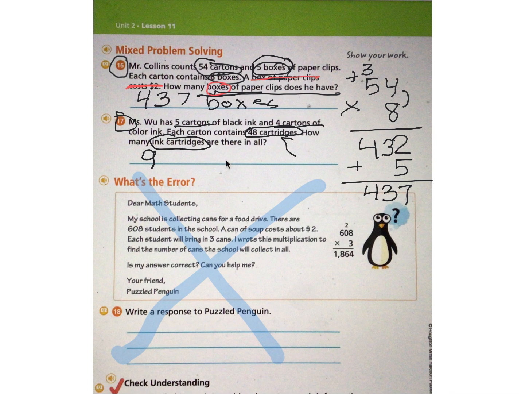Okay, there's 48 cartridges in each carton. So I am going to multiply 9 times 48 to get my answer. So I'm going to multiply 48 times 9, and I'm going to use the shortcut method. So 9 times 8 is 72. I'm going to add the 7 up here. So we have 36 plus 7, 43. So the answer to number 17 is that there are 432 total cartridges.